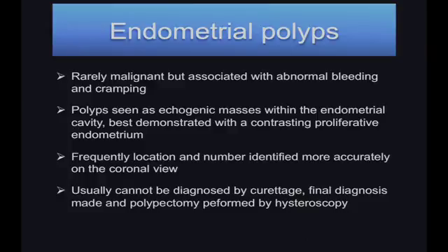And usually, they cannot be diagnosed by a curettage. These structures cannot be scraped off or aspirated. So curettage with insufficient tissue, when we see a thickened endometrium by ultrasound, usually means there is a polyp. And the final diagnosis in these patients is made by polypectomy, which is performed by hysteroscopy.